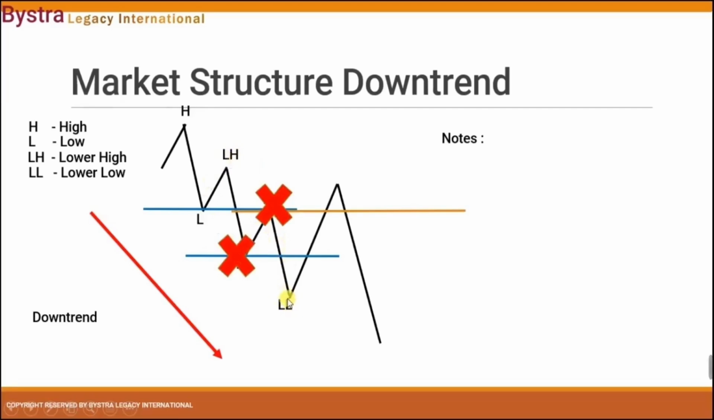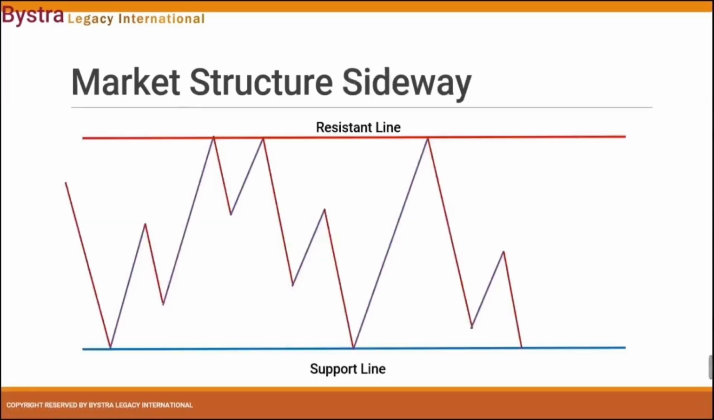Now let's move on to the next market structure, which is sideways. From here you can see price will only move in a zigzag motion where there is a resistance line and a support line. So price will move towards the support line, goes up to the resistance line, and comes back down to the support line and goes back up towards this resistance line. So it only moves between this zone.